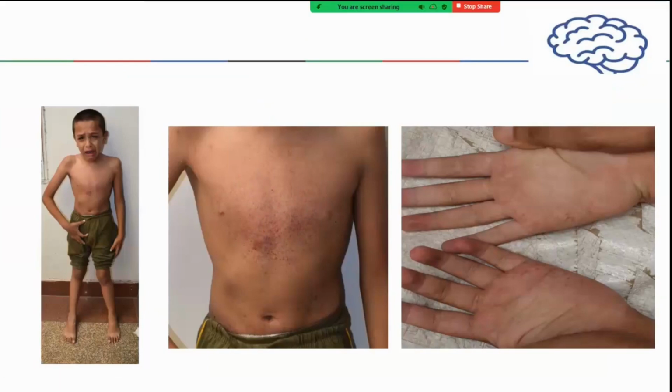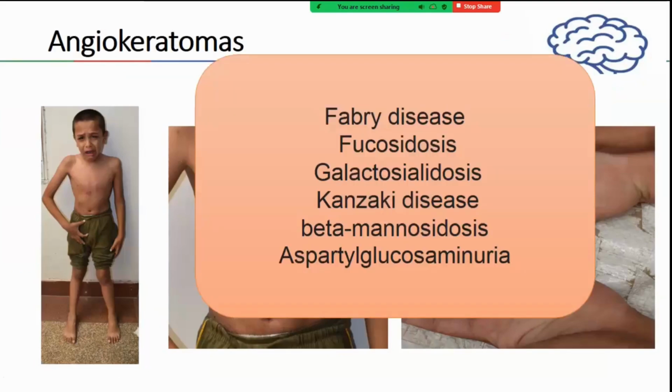So what are the causes of angiokeratomas? In neurofibromatosis, you do not have angiokeratomas. Any other diseases? So these are angiokeratomas. The causes are these. Apart from Fabry, which would be the commonest: fucosidosis, galactosialidosis. There's one disease called Kanzaki disease. I have never seen this. Beta mannosidosis and glucosaminidase deficiency. So these are the causes which should be thought of as soon as you have angiokeratomas, right?